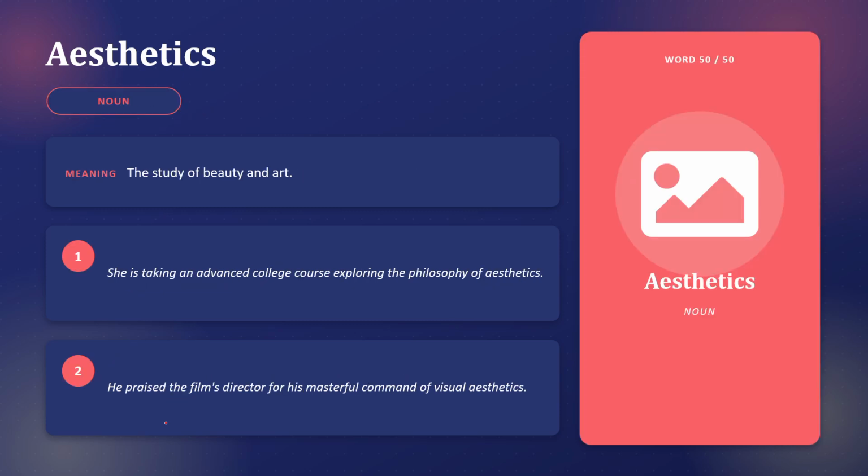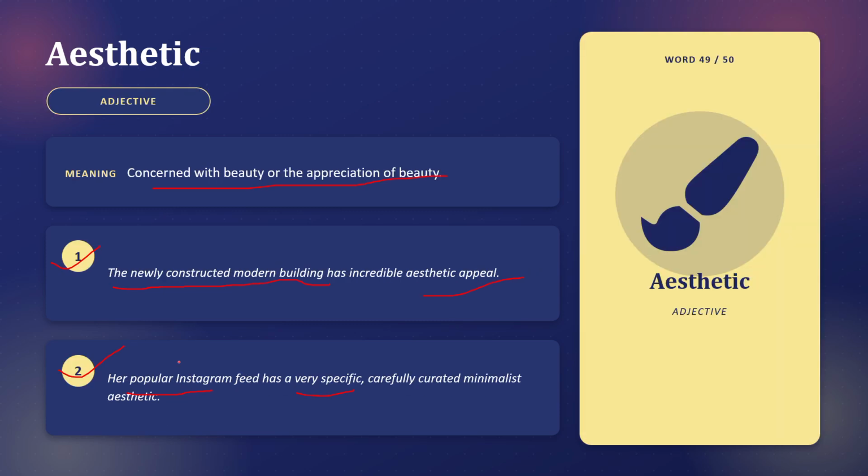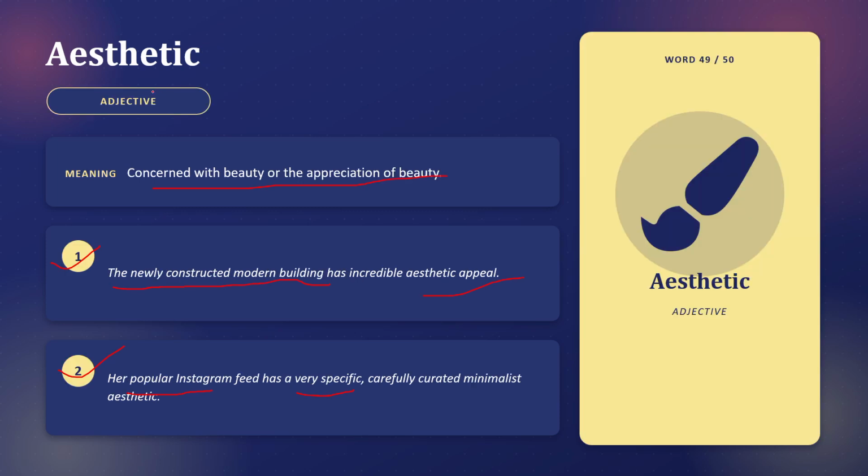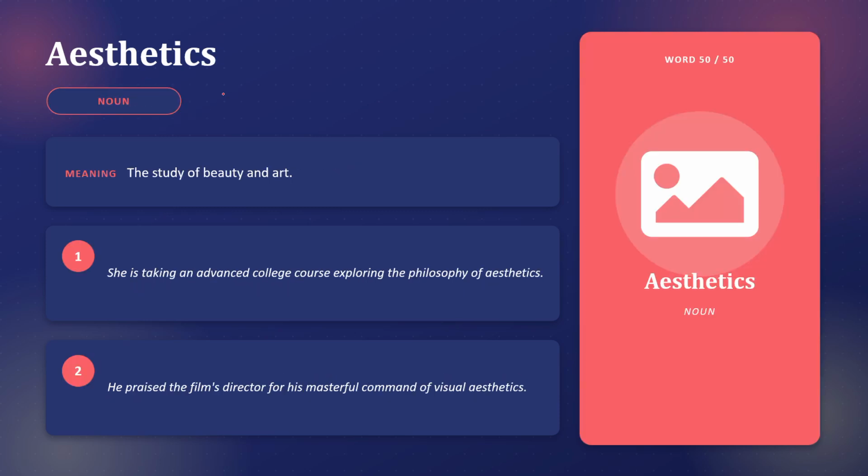Clear? Next, aesthetics. It is the noun form of the word aesthetic, which was an adjective. Okay, it means the study of beauty and art. She is taking an advanced college course exploring the philosophy of aesthetics. Second, he praised the film's director for his masterful command of visual aesthetics. Clear?